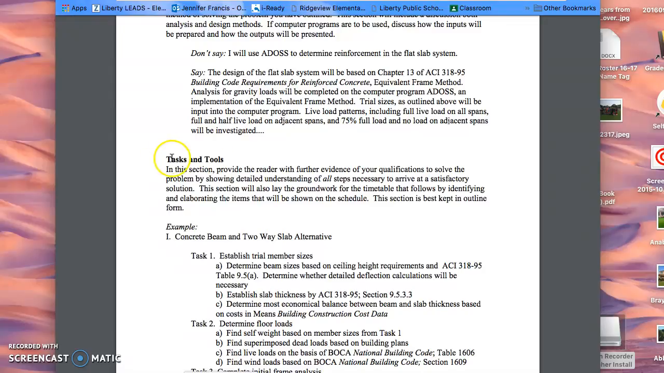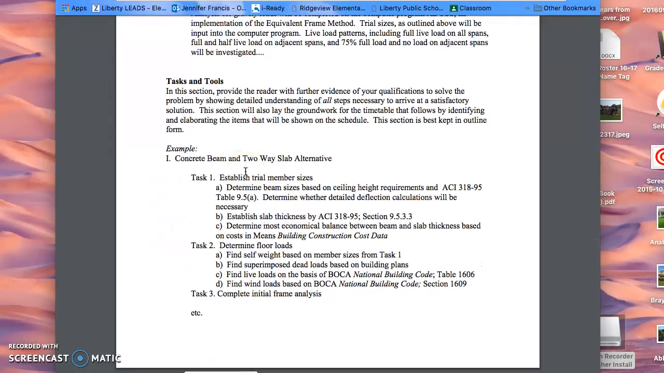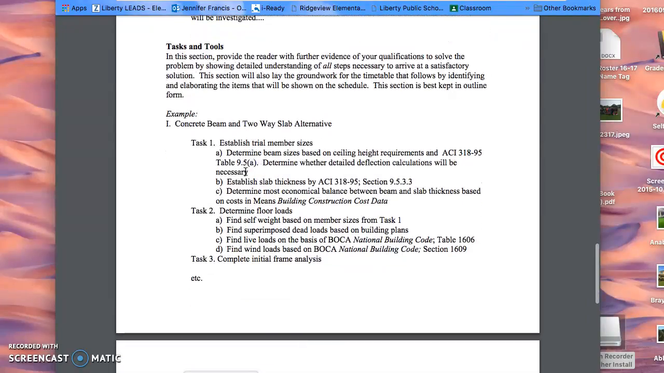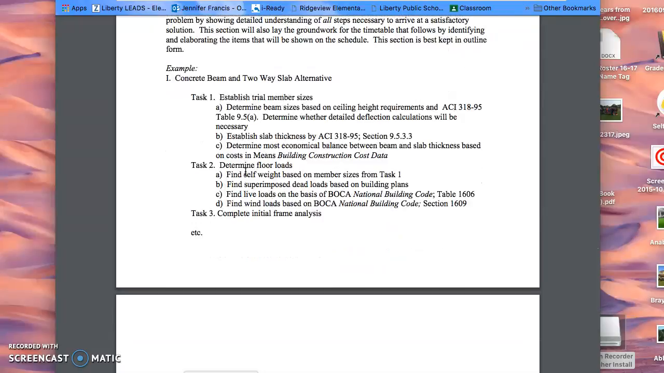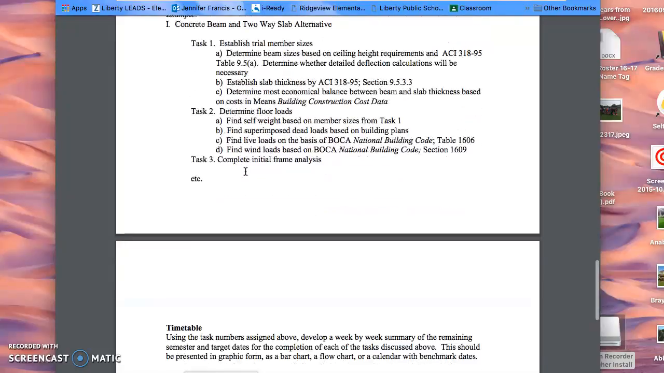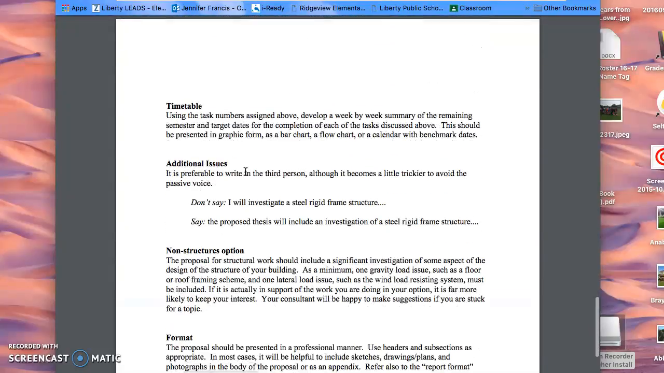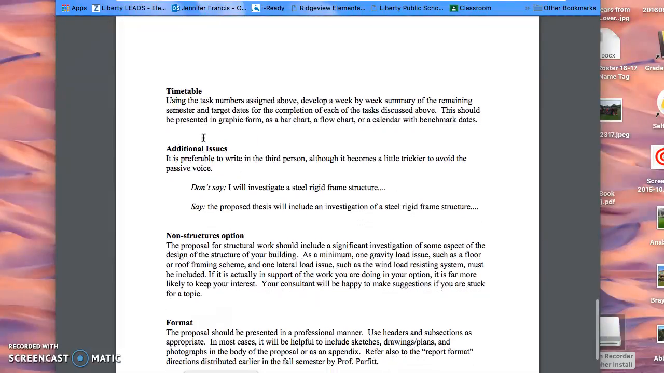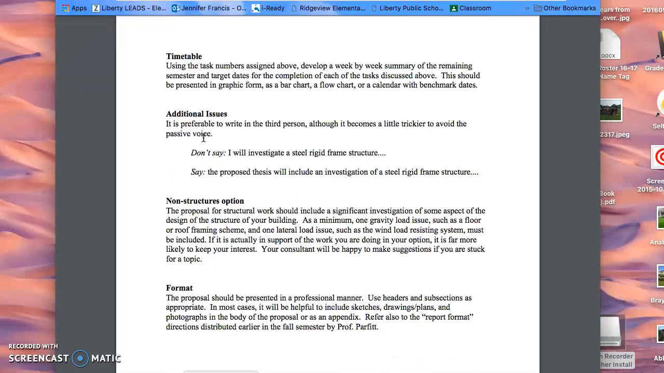Okay? Task and tools. This part has been left open for you to finesse or add any specific details to things that you notice through your research. So what are residents or home buyers looking for specifically in Liberty? Your timetable. This is when you project that you're going to have your proposal ready, prepared, and available for critique.